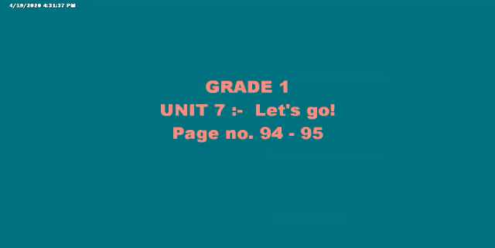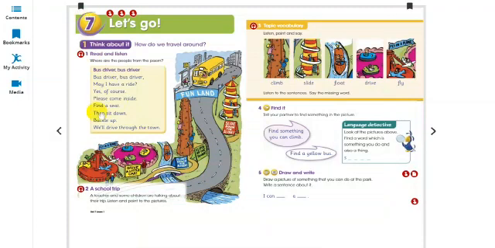So today we are going to start with a new unit in English Learners book, unit number 7. Let's go. So students, take out your page number 94 in your English Learners book. So we are going to begin with the lesson. Page number 94, unit 7. Let's go. Think about it.